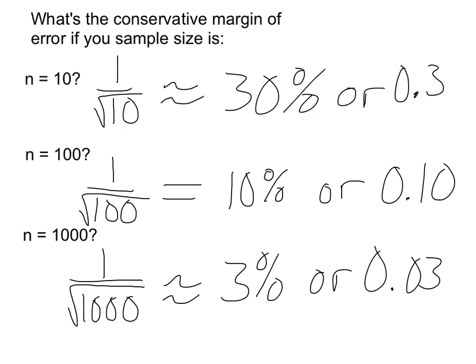Many of you have already calculated this in your homework, but this little video is to help you think about what the margin of error is and why sample size is so important. As you can see, you go from 10 to 100, you go from 30% error, which is huge, to 10% error. Still big, but not that bad. Go from 100 to 1,000, it gets an even smaller margin of error, and that's pretty darn good.